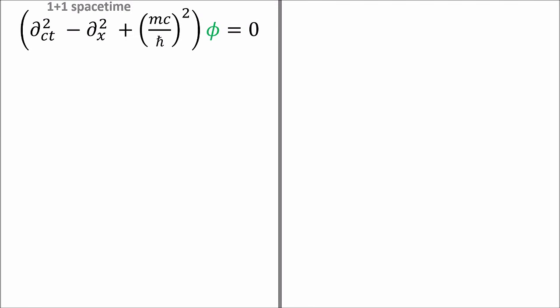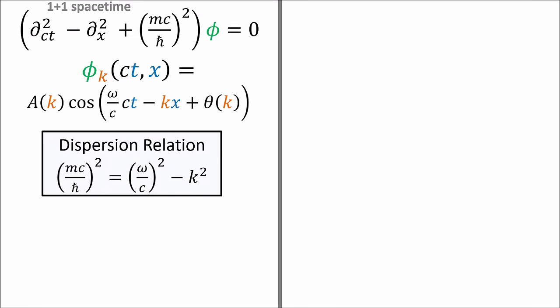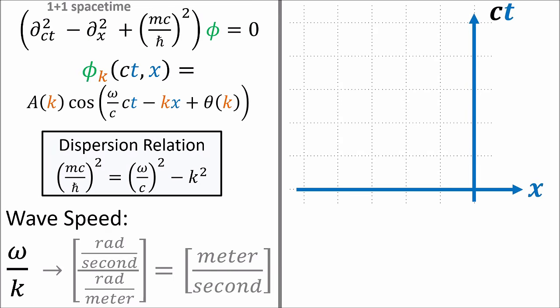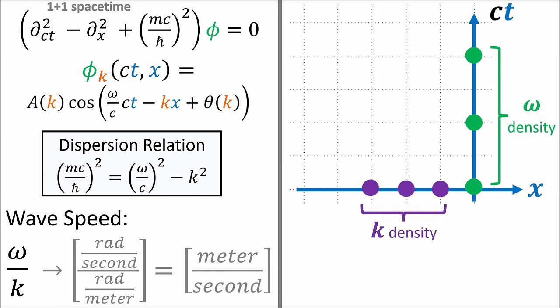Now, since the Klein-Gordon equation has wave-like solutions, it's worth asking what speed these waves travel at. One basic way to find the wave speed is to take the ratio of the angular frequency omega and the angular wave number k. This ratio has the expected units of velocity. But we can also visualize the wave speed on a space-time diagram. Frequency indicates how many wave peaks we see in a given unit of time at a constant position, and wave number indicates how many wave peaks we see in a given unit of space at a constant time.